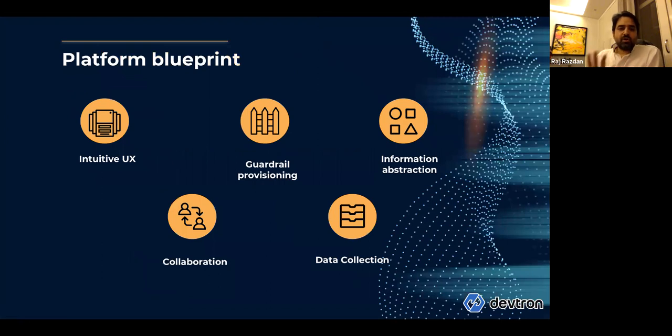Now, the fundamental broad features we thought about: intuitive UX, as I said, making it very simple as a user experience. Guardrail provisioning is where DevOps defines how developers should provision and write their applications without worrying about the complexities of infrastructure or Kubernetes per se. How is the information being abstracted and used? How collaborative are these building blocks?